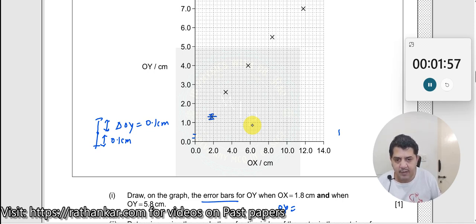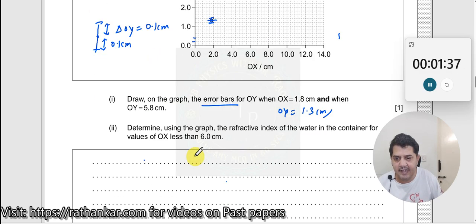Okay, so 1.8 we have done. Now 5.8. For 1.8, you need to map this value and get the value for 1.3 centimeter. For 5.8, no mapping, nothing. You can directly look at it. 5.8 is this point, right? So here also you draw a line like this. That's it. We are done with drawing the error bars.